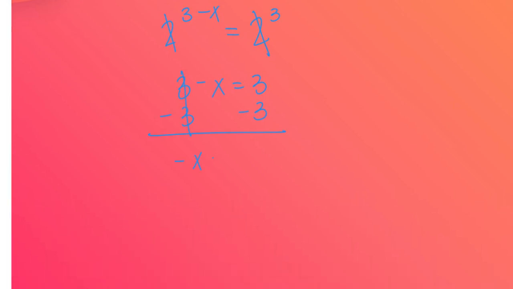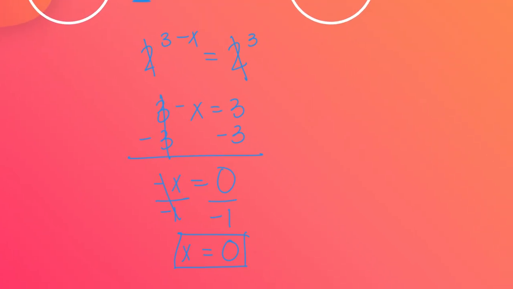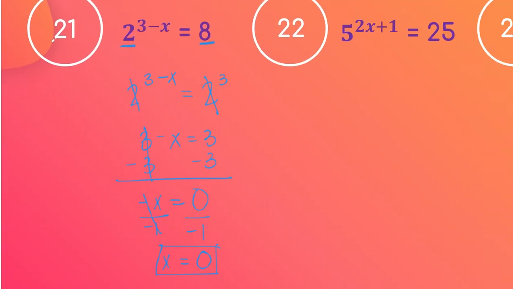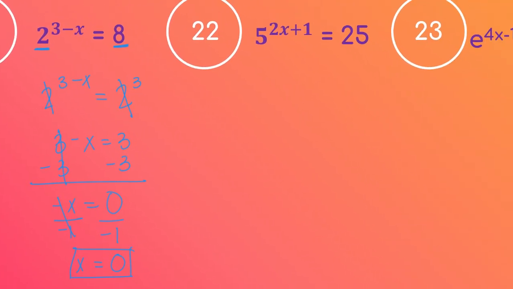And negative x equals 0. Please do not put your answer as undefined. No answer, no solution. My answer is going to be 0. x equals 0 is your answer. 0 is an answer here. It's not undefined or no solution. It is 0. Looking at the next one, trying to get the base of 5.